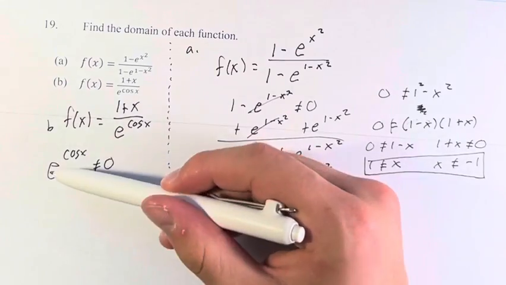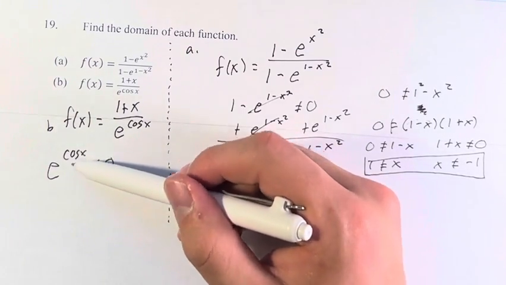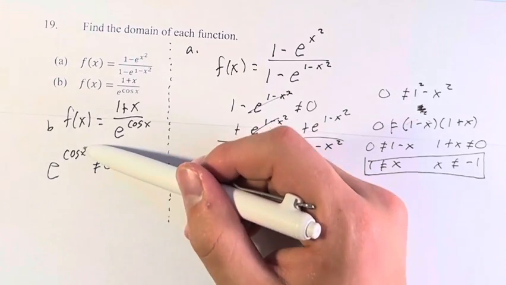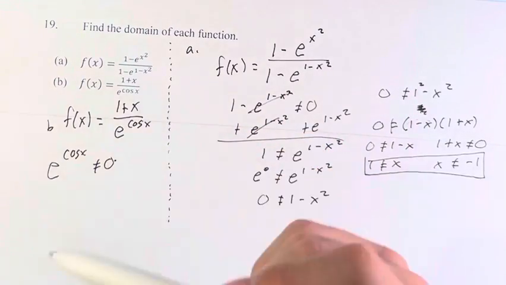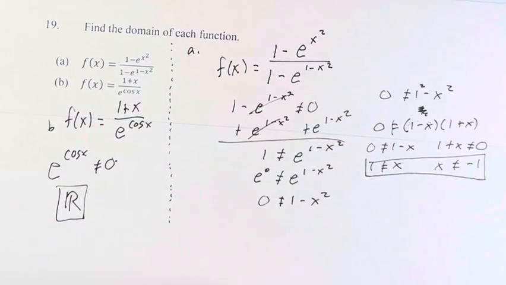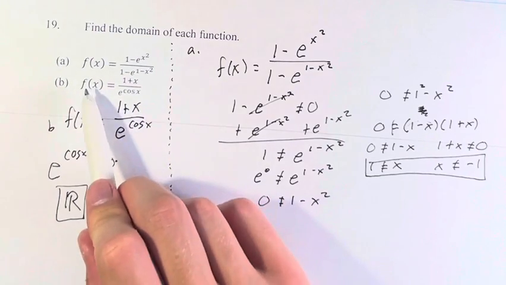However, for no value of cosine x, or any value of any variable at all, is e to that value equal to 0. Therefore, there are no restrictions, and the domain is all real numbers. From negative infinity to positive infinity, any value will produce an output for this function f.